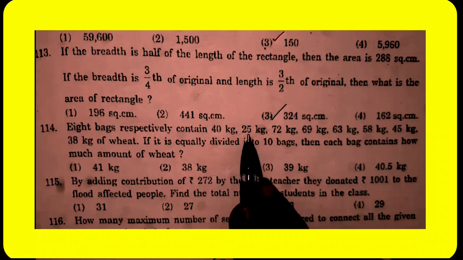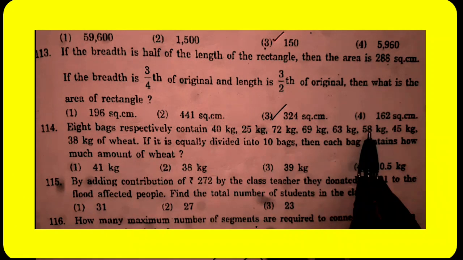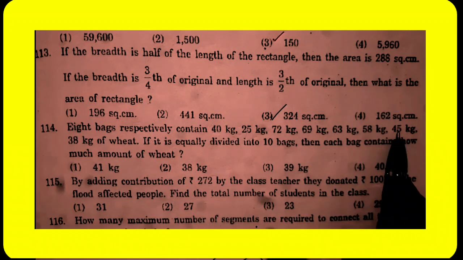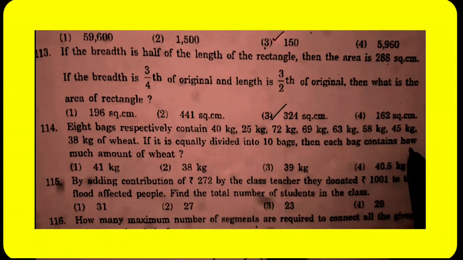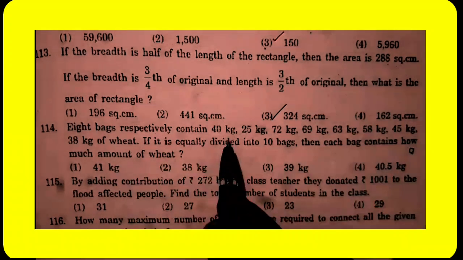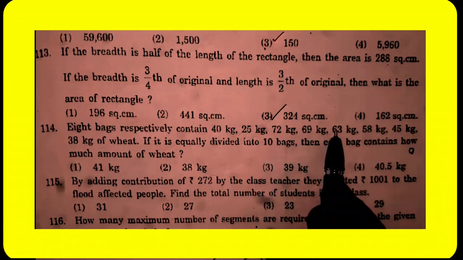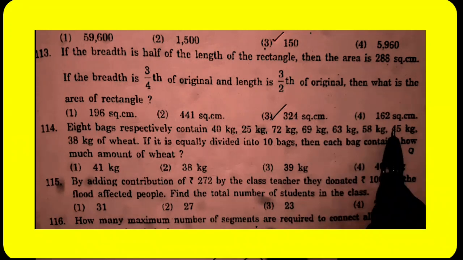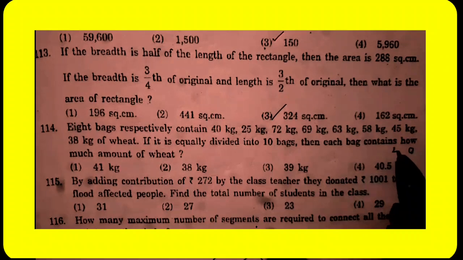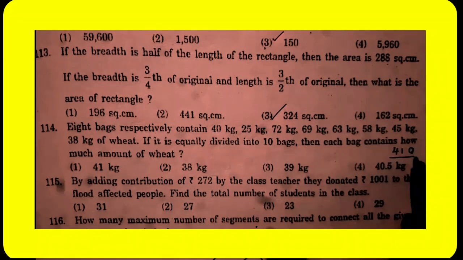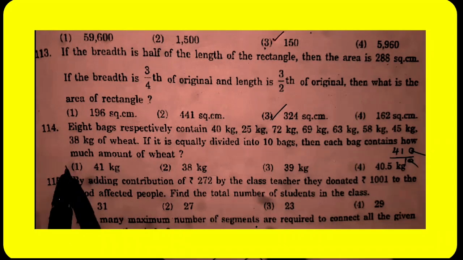Sum of 8 blocks. 5 plus 2 is 7, 16, 17, 27, 32, 40 is 0. 4 plus 14, 18, 17, 19, 29, 38, 41 divided by 10 blocks. Cancel 0. Our answer is 41 kg.